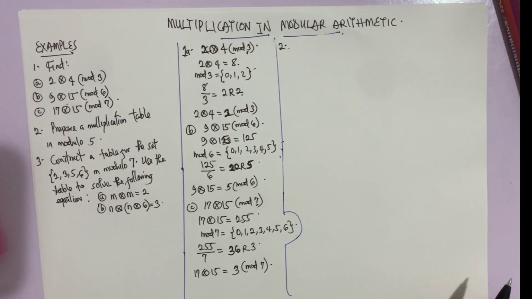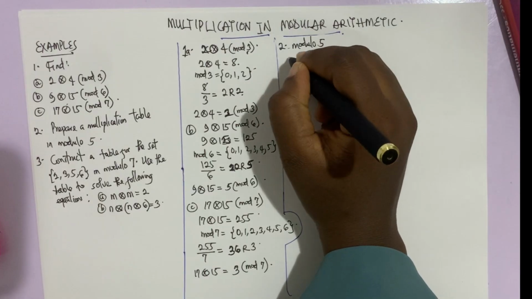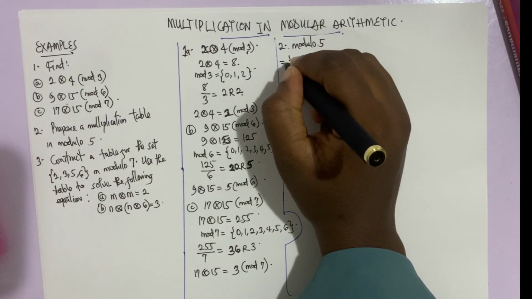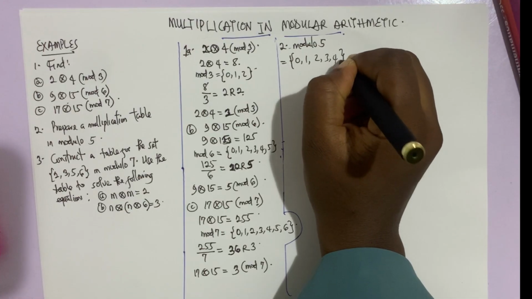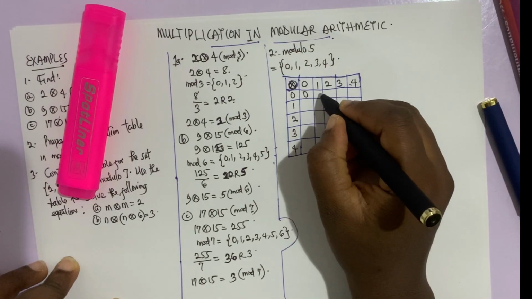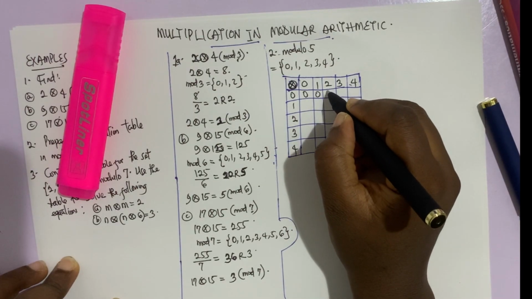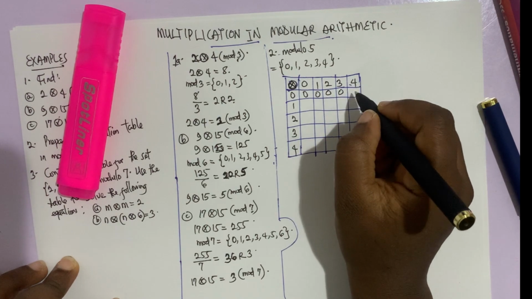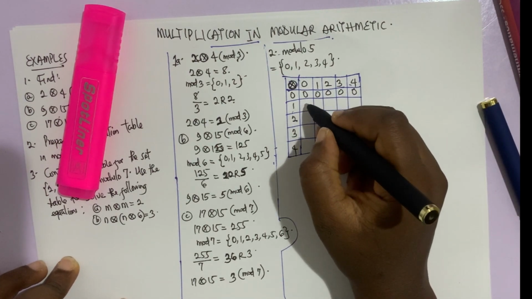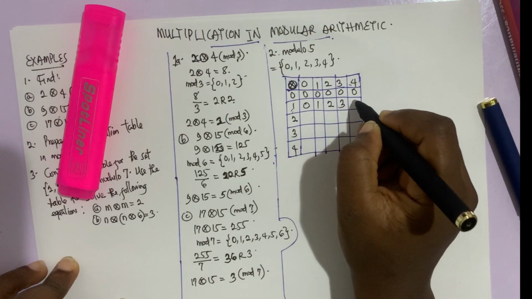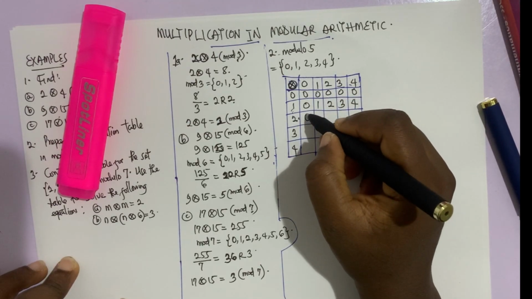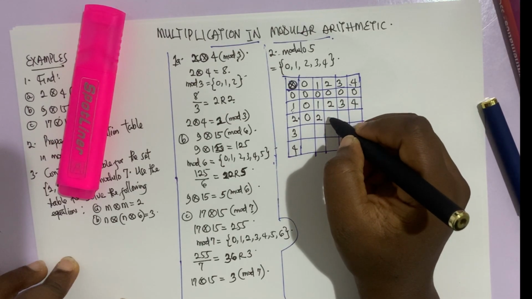To prepare a multiplication table in modulo 5, identify the set of residues. That will be 0, 1, 2, 3, 4. 0 times 0, 0. 0 times 1, 0. 0 times 2, 0. 0 times 3, 0. 0 times 4, 0. 1 times 0, 0. 1 times 1, 1. 1 times 2, 2. 1 times 3, 3. 1 times 4, 4. 2 times 0, 0. 2 times 1, 2. 2 times 2, 4.